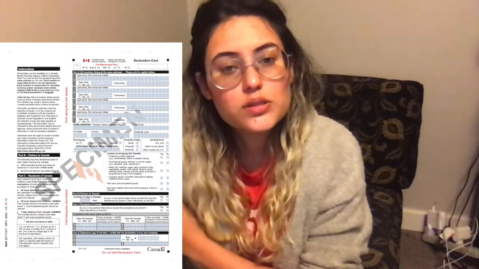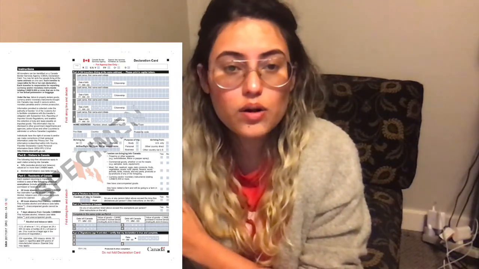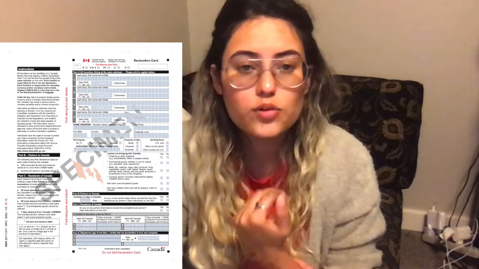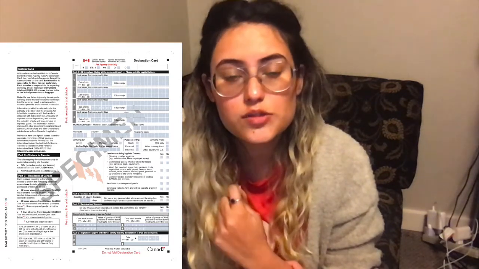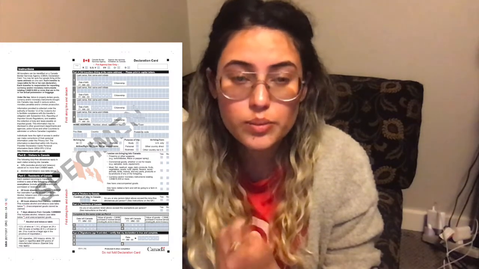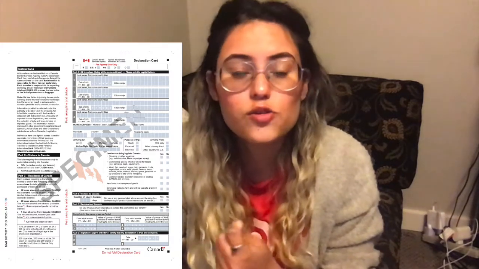So as I mentioned, this is something that you will be getting on board when you're in the flight, and you'll have to fill it before you land, because this is very important, and all of the immigration counters are going to be asking you for this declaration card.